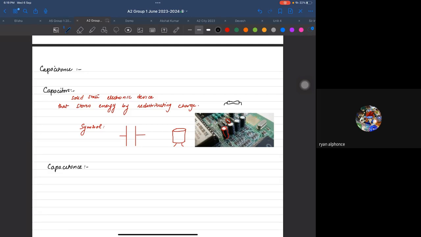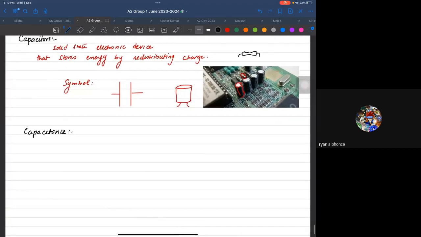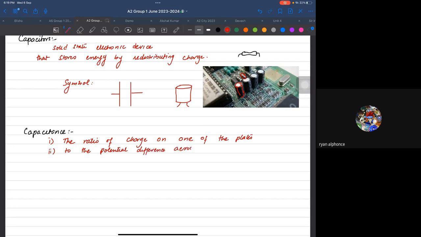The thing we need to understand is that each capacitor has a capacitance. Capacitance is the ratio of charge on one of the plates. So this is the first mark you're going to get. The second mark for this definition would be to the potential difference across the plates. Obviously, you need to write this together, but this is how I've segregated it because this definition will be there often, and this is of 2 marks.